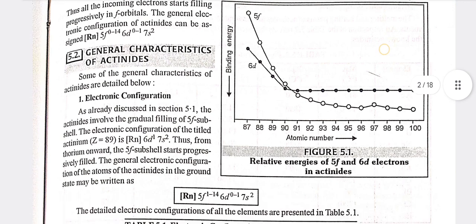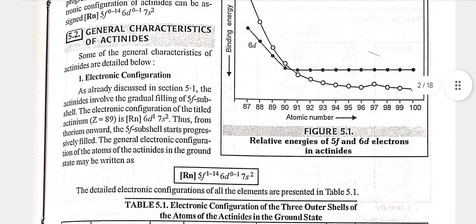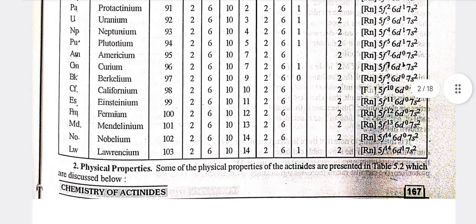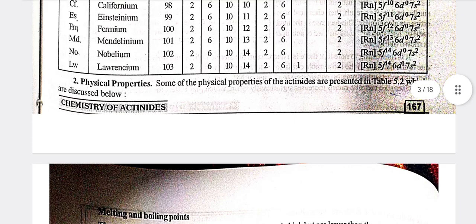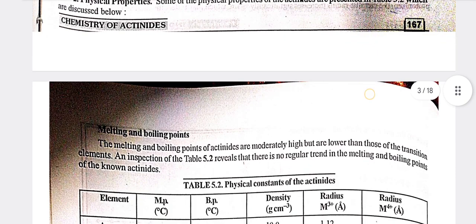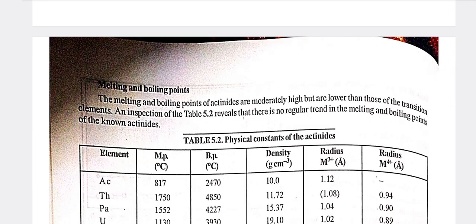General characteristics of actinides: electronic configuration. The actinides involve the gradual filling of the 5f subshell. The electron configuration of the titled actinium (Z = 89) is [Rn] 6d1 7s2. Physical properties. Some of the physical properties of actinides are as follows. Melting and boiling point: the melting and boiling points of actinides are moderately high but are lower than those of transition elements.